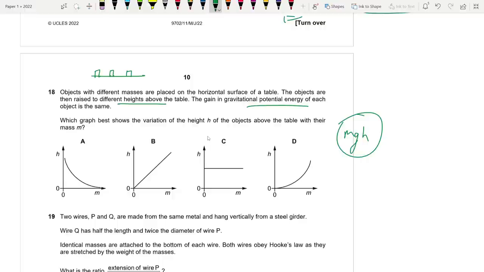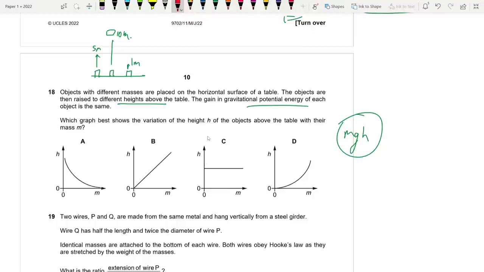Do you guys understand? So for example, if we move this to a height of 5 meters, for example, we can move this to a height of 10 meters, and we can move this to a height of 1 meter, for example. Okay? But they all have the same GP. How is that possible? They have different masses.